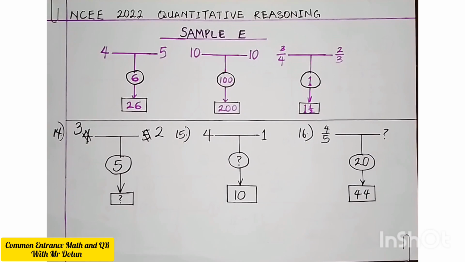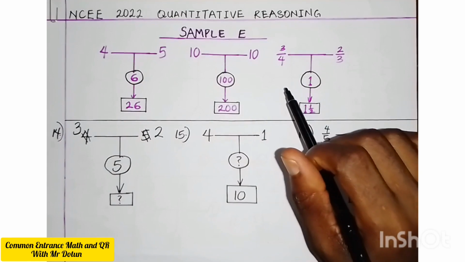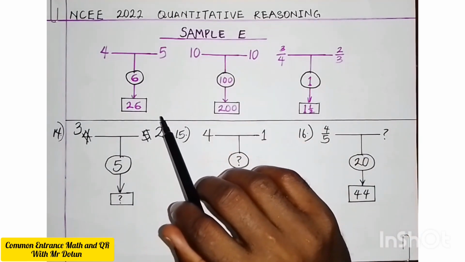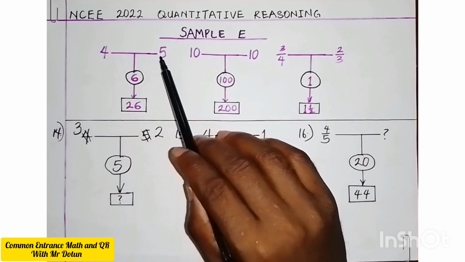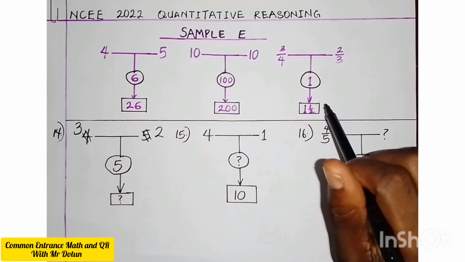Alright, in sample E we have three samples given to us, and we have 4 pots. We have 1, 2, 3, 4, and that's for the 3 samples.